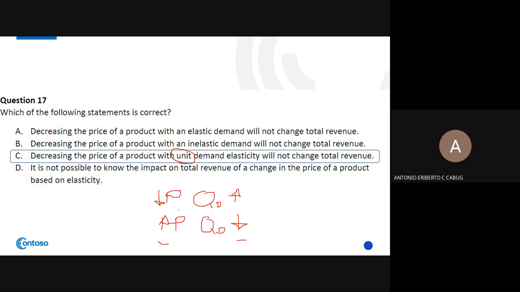If it is inelastic, go down or go up, your quantity demand will not change much. So within the same direction ng price yung movement ng revenue. Pag unitary naman, kahit ano yung magiging galaw mo, the percentage change in price is equal to the percentage change in quantity, your total revenue will not change. They will just offset one another. Very good. The correct answer indeed is letter C.